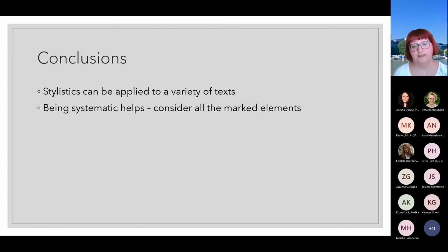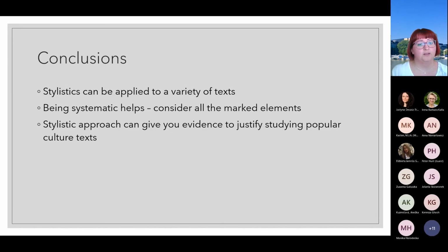Being systematic helps. So what we want to do if we use this approach is consider all the marked elements. If we look at dialogue, like here, we look at word choice and grammatical things, what is said, but also who starts the conversation, who says more, who seems to have more power, and how it's played out. So there are all those elements there, and I need to consider them all to have an idea what's happening.